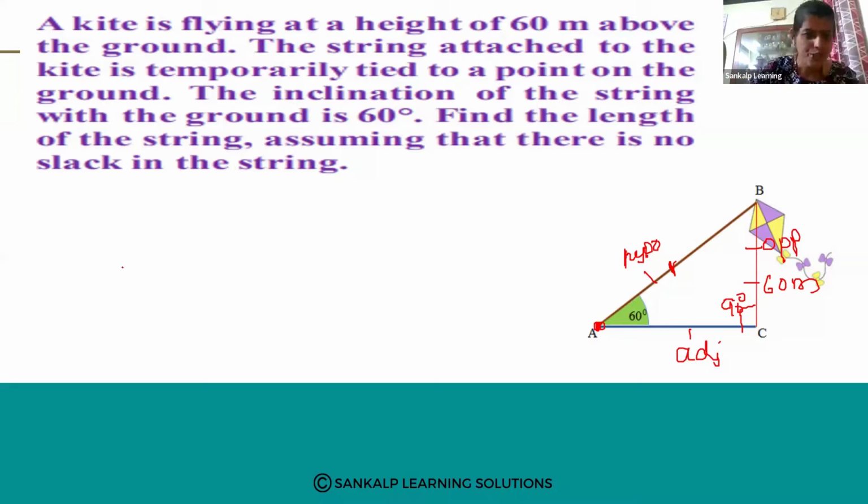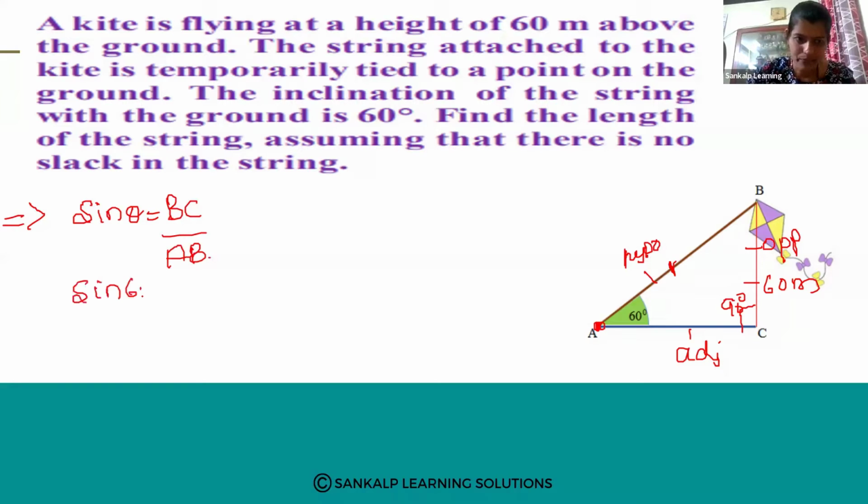Yes or no? So sin theta, theta value is 60 degree here. So sin theta is equal to opposite side BC divided by hypotenuse AB. Okay, sin 60 degree is equal to BC value, 60, divided by AB value, we don't know. Keep as it is.